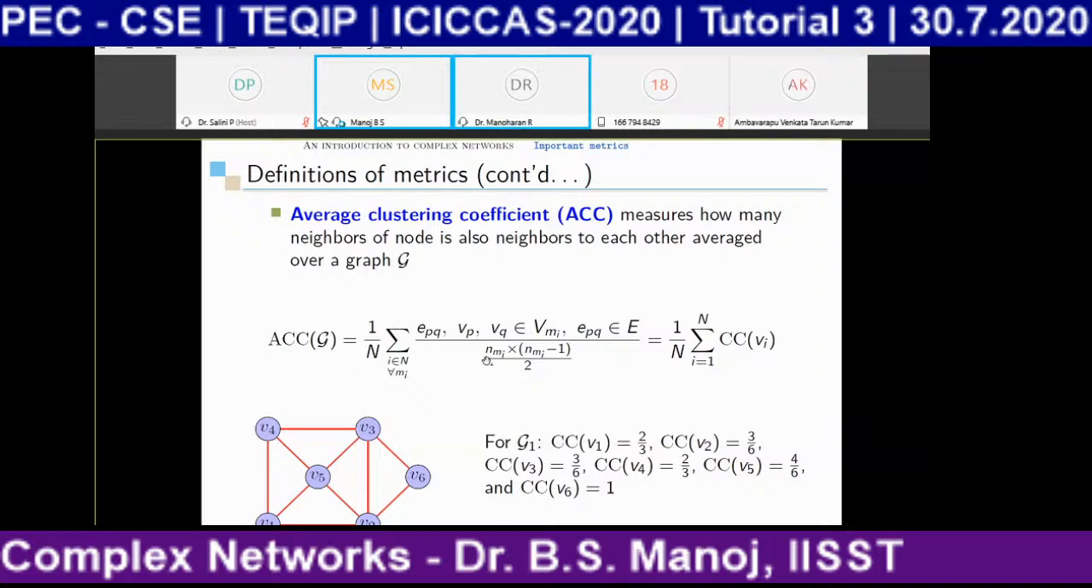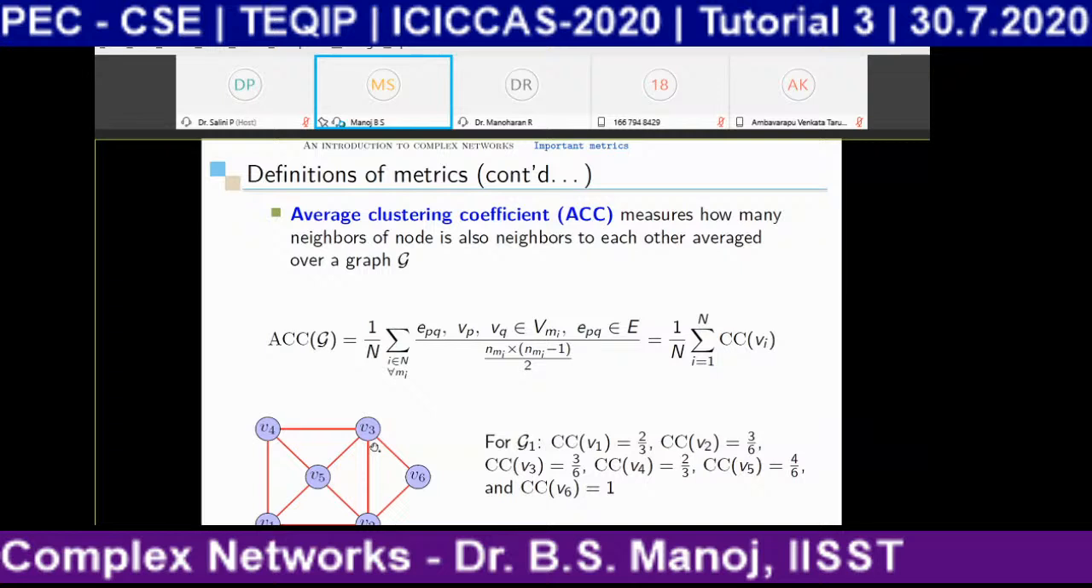And now consider node V6. V6 has 2 neighbors, and these 2 neighbors can have a maximum of 1 edge, one undirected edge. So you will have 1 over 1, so the clustering coefficient is 1. So what that means is neighbors are well connected. Even if this node V6 is not functional, the neighbors are not affected at all. So clustering coefficient gives a concept of neighborhood robustness.